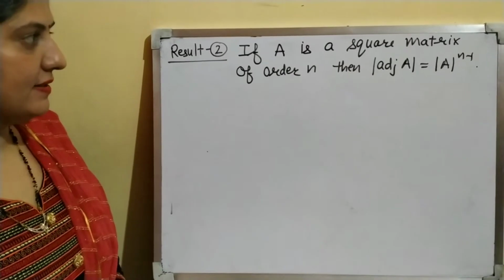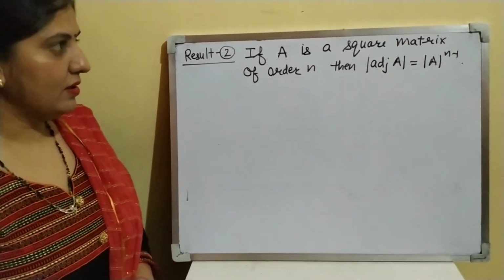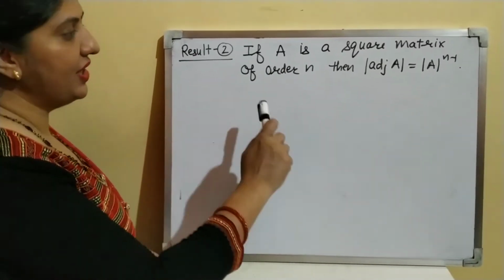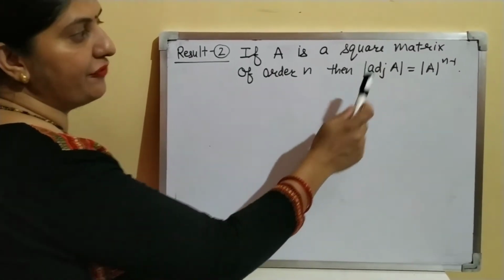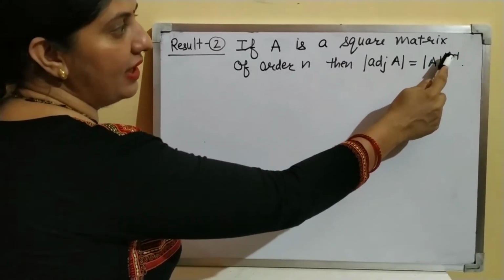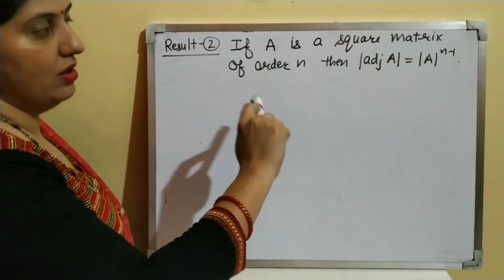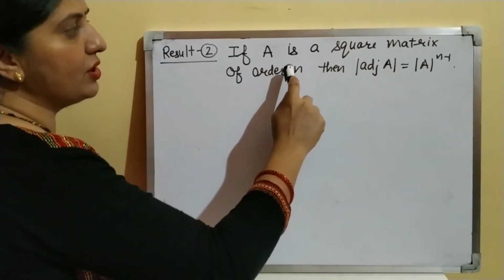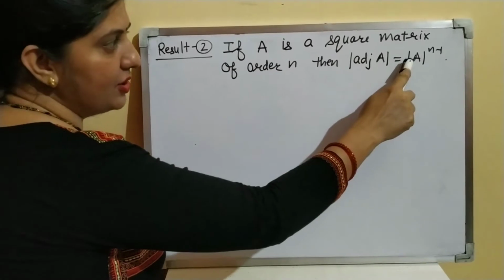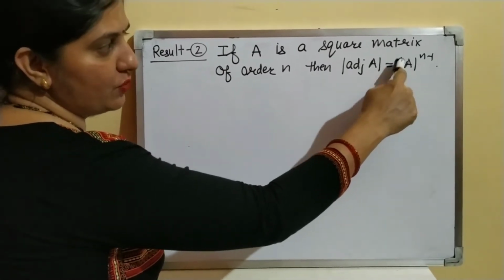Next result is: if A is a square matrix of order n, then determinant of adjoint of A is equal to determinant of A to the power n minus 1, where n is the order of the matrix A. And here determinant of A must be non-zero.